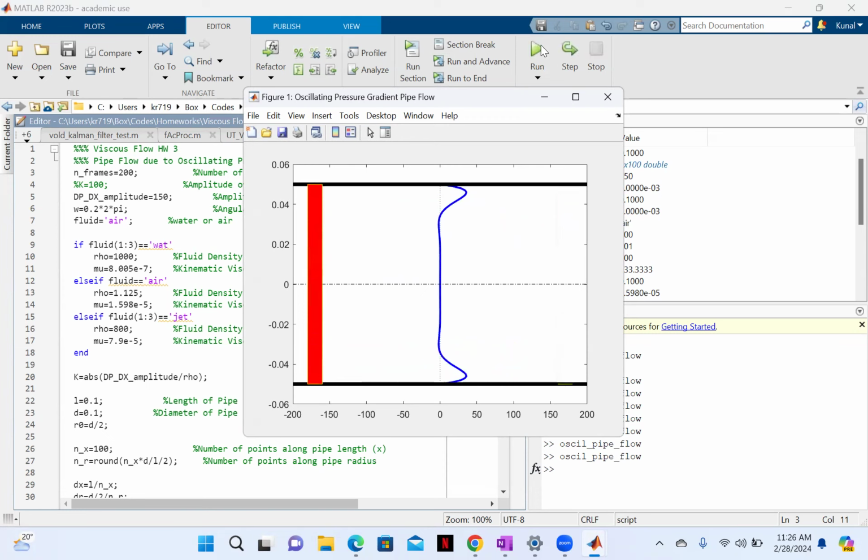So if this was a steady Poiseuille flow, your fluid velocity would be somewhere over here, like this, a much greater velocity curve.